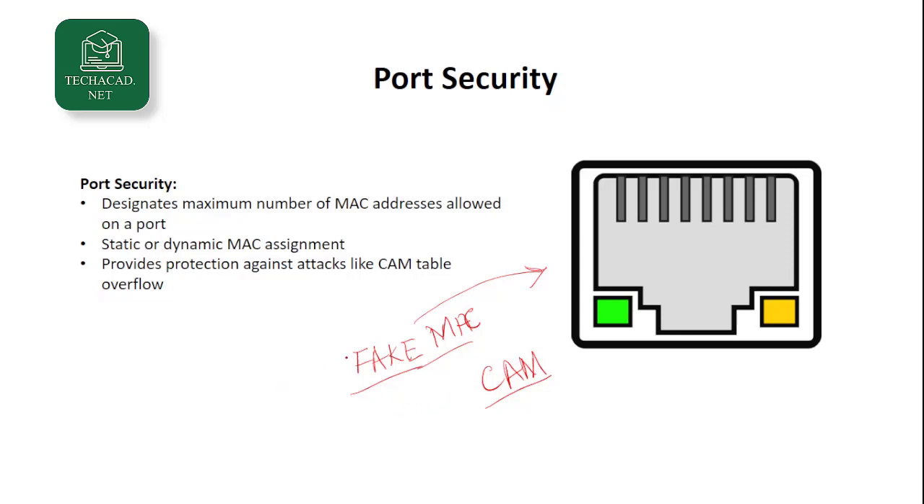So port security helps to provide protection against attacks like CAM table overflow. How does that security come about? When a port is configured with port security and a violation happens, for example, if this port is configured with static or dynamically learned MAC addresses, any unauthorized MAC address will not be able to connect to this port. The port will be in error disabled mode, or it will be shut down, based on the configuration we have put on the device.